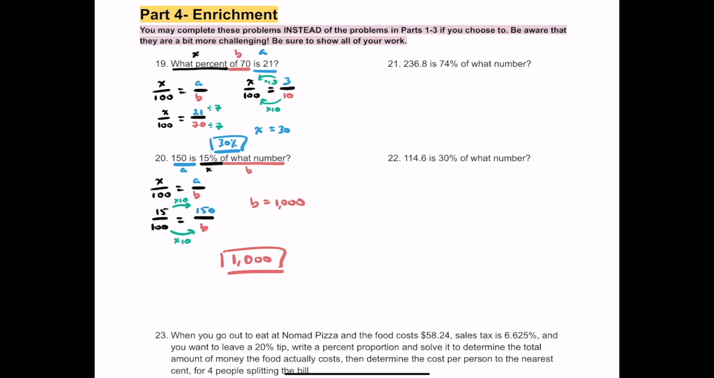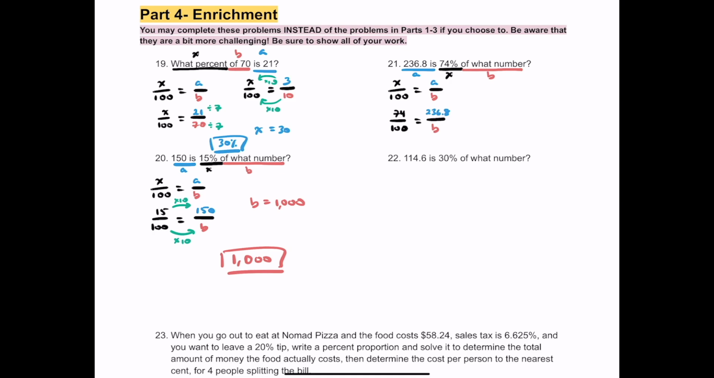Okay, moving on to number 21, it says 236.8 is 74% of what number? Okay, so percent proportion, that's going to be our handy dandy percent proportion. The 236.8 is, that's going to be the part. 74% is going to be our x value, and then of what number, we don't know what that is, that's going to be b. This one, the numbers are definitely not as nice. 74 over 100 is equal to 236.8 of what number? I'll put b down here.